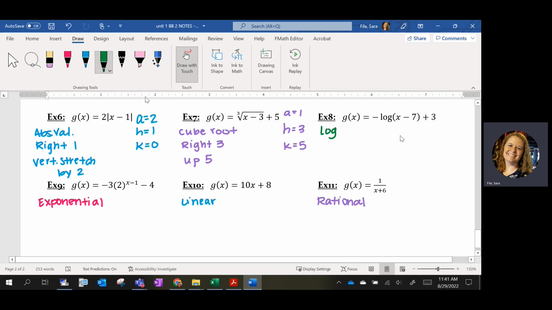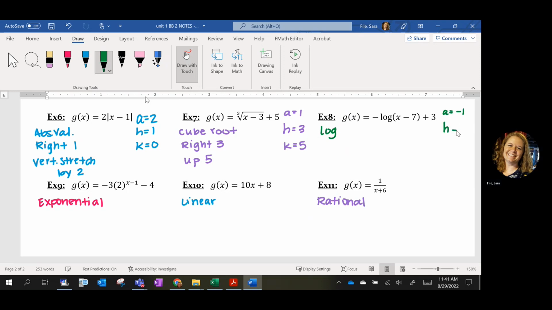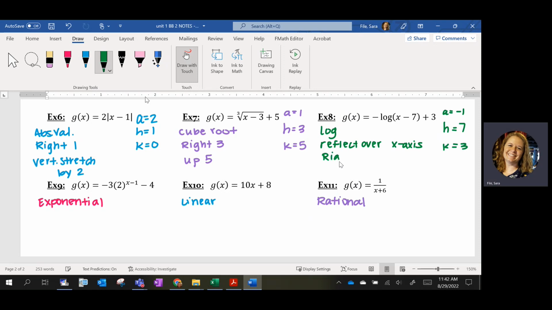All right. The log has an A value of -1. Okay, so the A is -1. The H is 7. And the K is 3. What does that negative A value do? Yeah, it's going to reflect over the x-axis. Okay, the H will do what? Right 7. And the K? Very good.